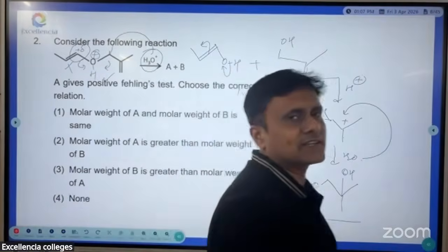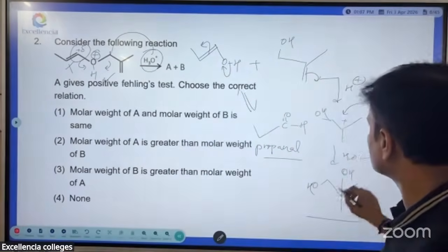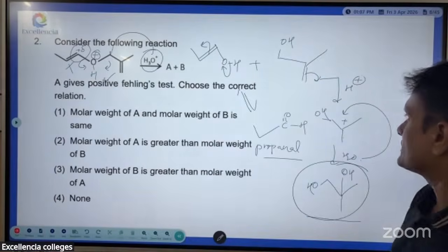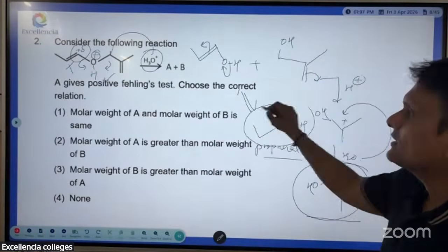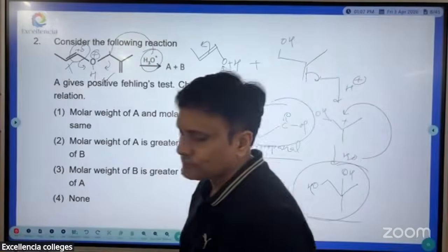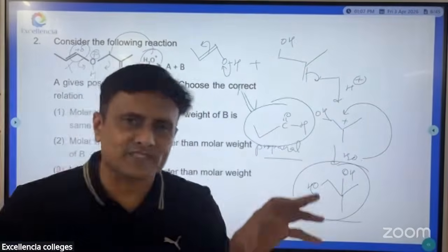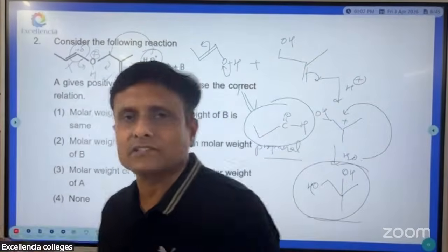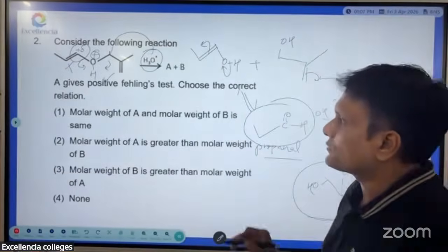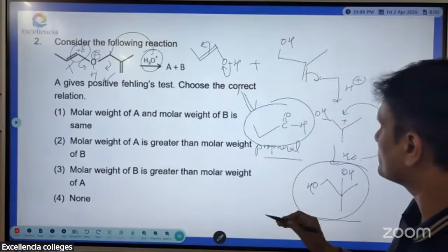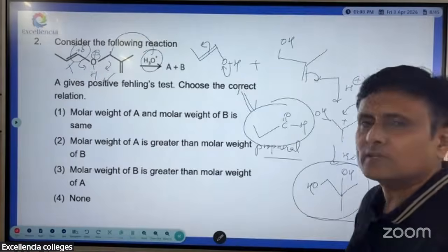Now, first of all, you need to write the products which are obtained over there, isn't it? You can see this is one diol and aldehyde. Now, you have to write their molecular weights to check which one is exactly matching to this. All right, you can see I have provided you with the data. You can find out their molecular weight, and you see whose molecular weight is greater.